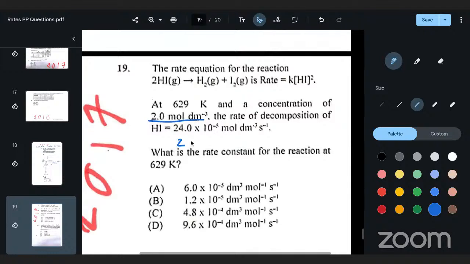All right, so we're going to work with 24 times 10 to the minus 3. So we have the concentration and we have the rate. What is the rate constant? So we want K. We have the rate equation already, so HI squared. Quickly, just work it and tell me what you get.